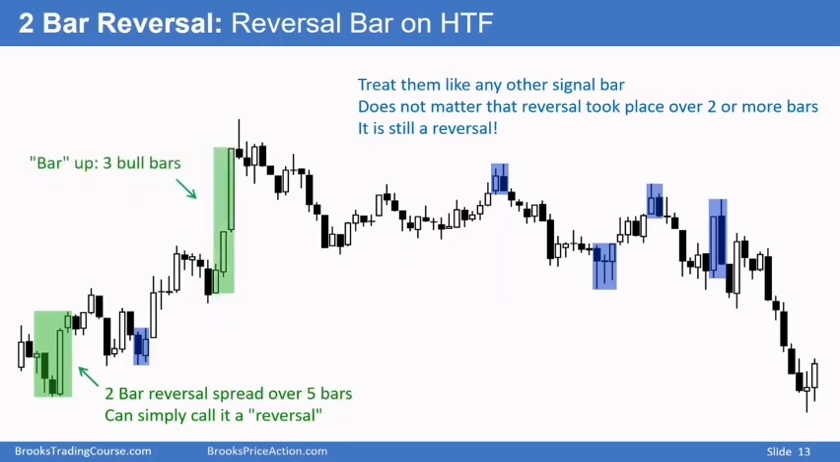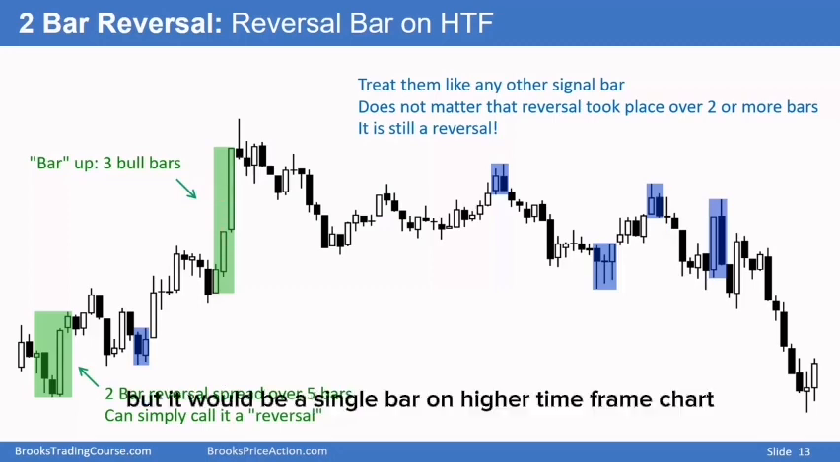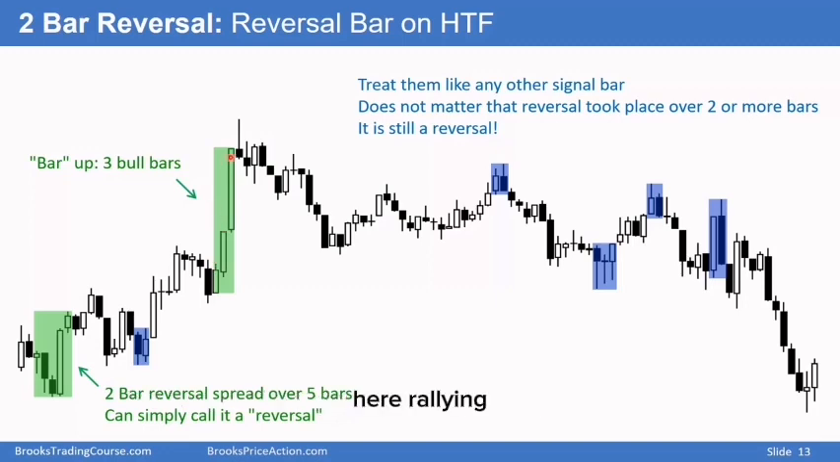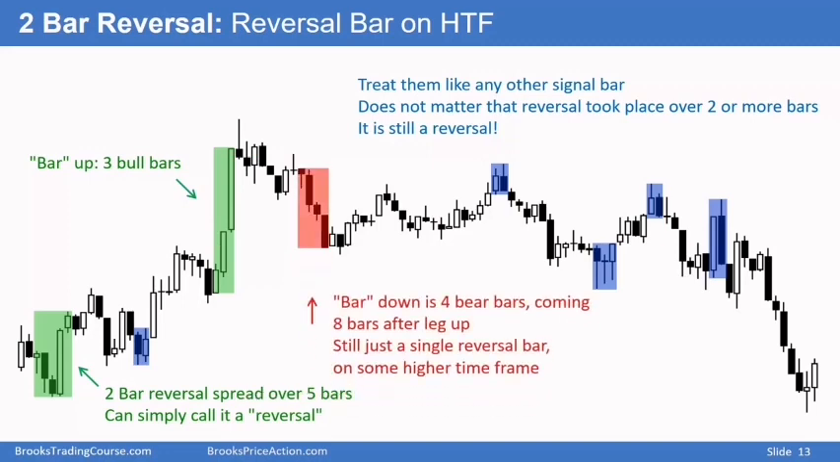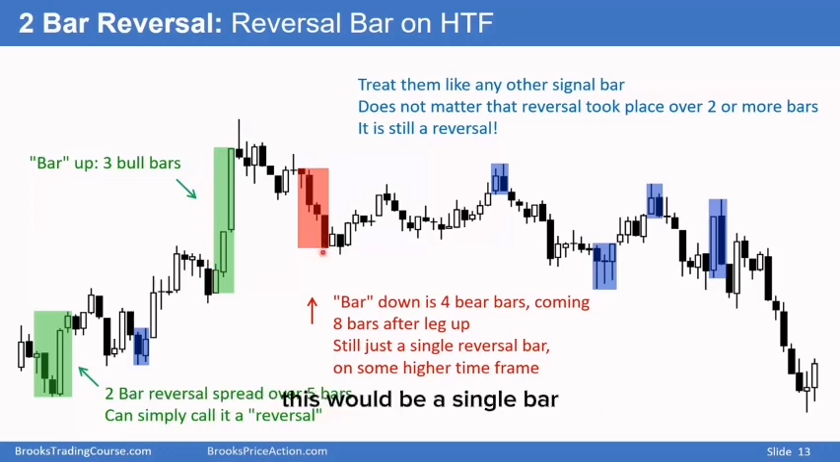Three bars up, a breakout, very strong breakout. On a higher time frame chart, it would be a single bar. It turned out to be a climactic end of the trend, but it would be a single bar on a higher time frame chart. Here we're rallying, but look what took place over here. We reversed. On a higher time frame chart, this would be a single bar.